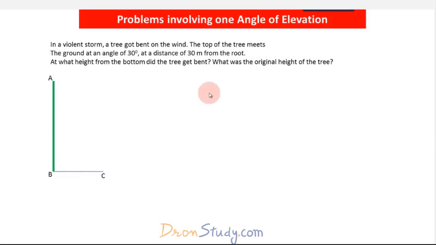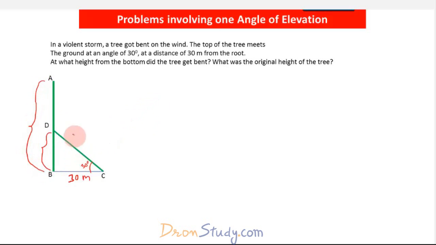Here let AB be the original height of the tree and C be the point where the tree touches after bending. Let D be the point where the tree bends and it touches the point C. It is given that the distance between the root of the tree and the point C where the tree touches is 30 meters, and the angle of inclination is 30 degrees, and we have to find the height at which the tree breaks and the original height of the tree.